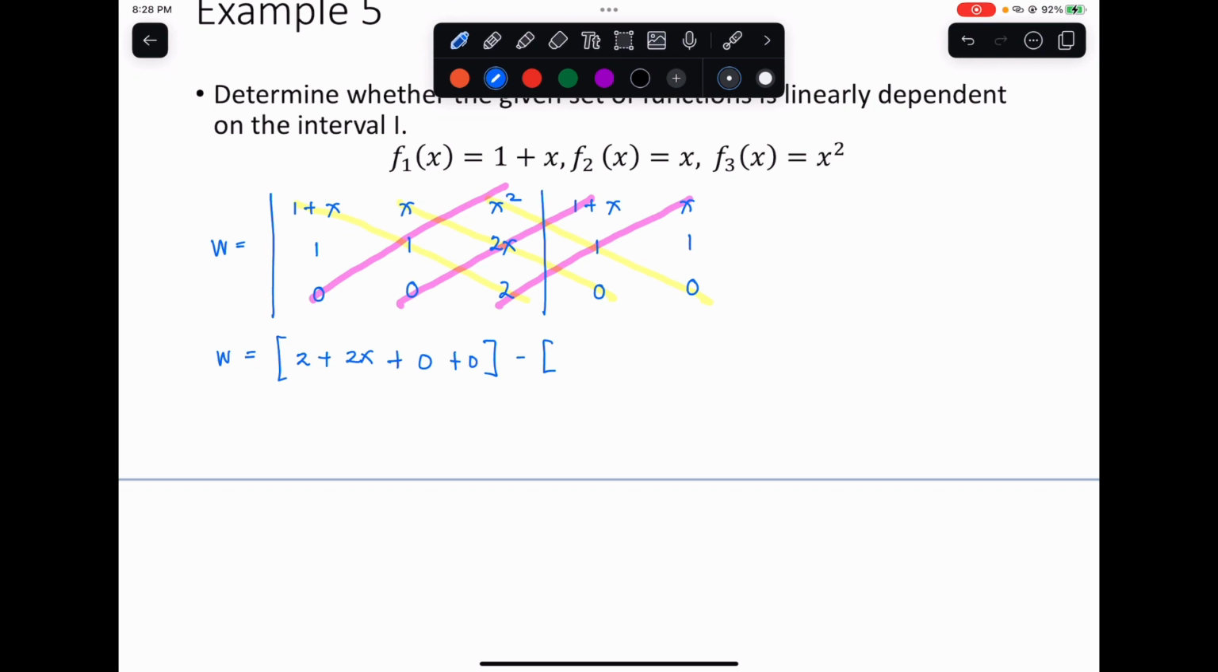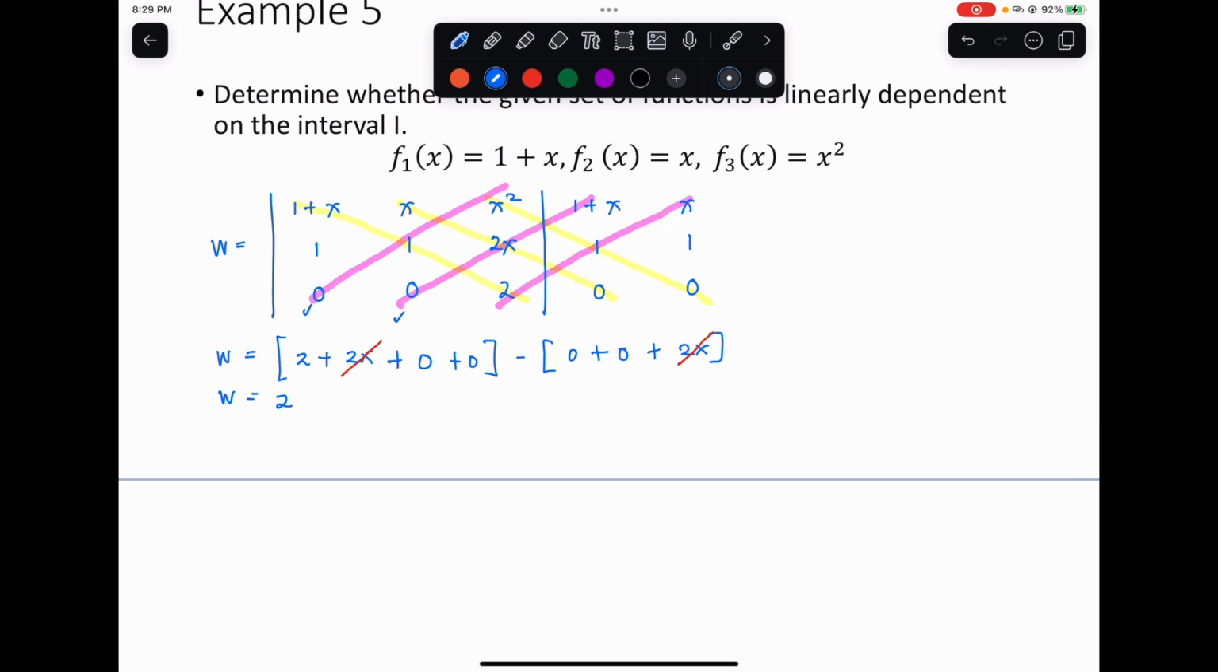Then minus, for the upper pink diagonal, it started with 0, so that makes it 0 already. For the second, it's 0 as well. And for the third, that would be 2 times 1 times x, that is 2x. So W then will be, we have 2x minus 2x is 0. But then, we have 2.